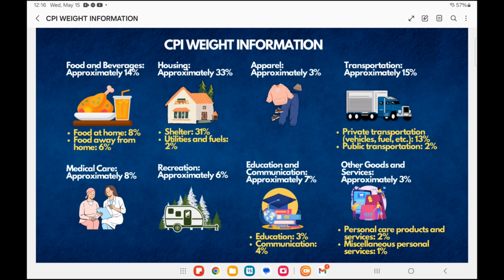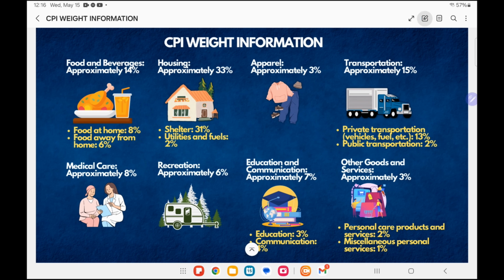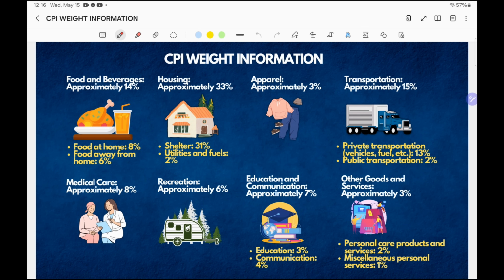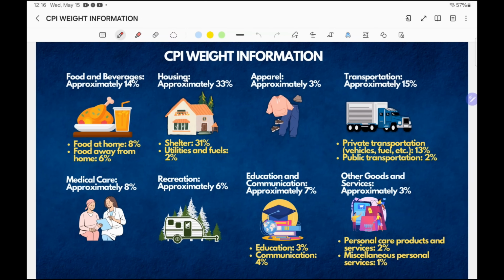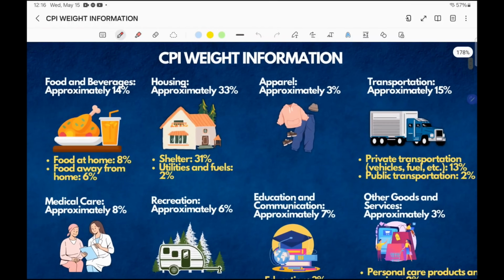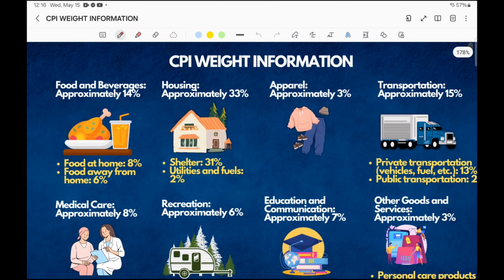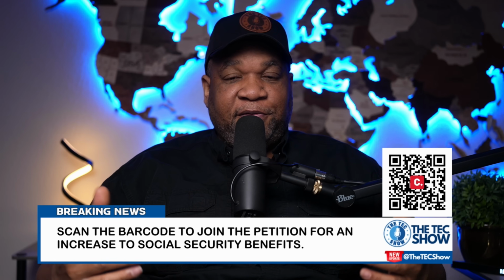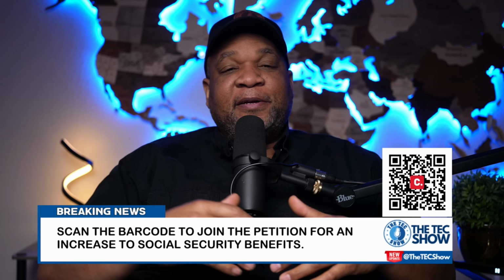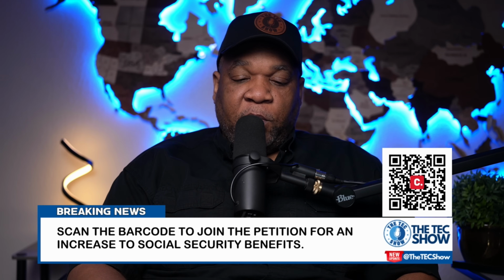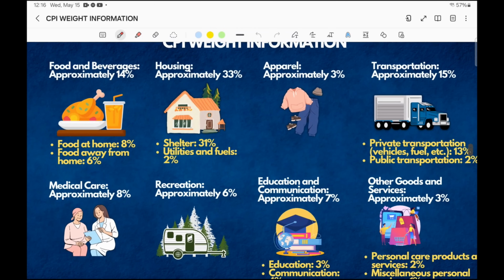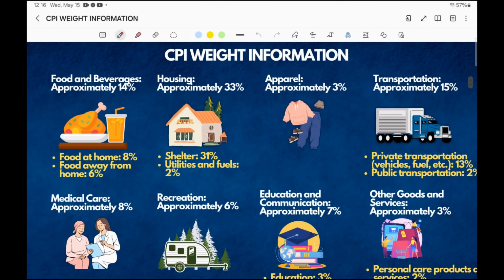So let me just show you this here. And this is the information. I received this from the Bureau of Labor Statistics. And this is back from 2023. Okay, so it's not 2024. We're in 2024, so we'll get that data next year. But when it comes down to it, 2023, that's the most recent data that we have. And just looking at the different categories, we'll go over the categories and the percentages.